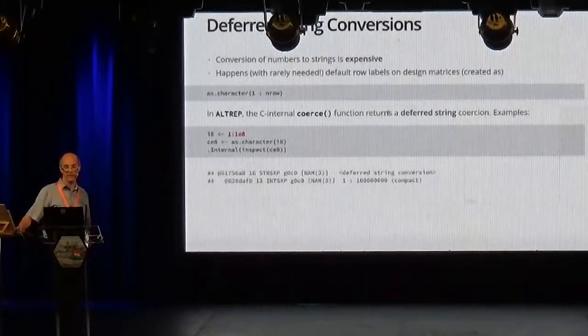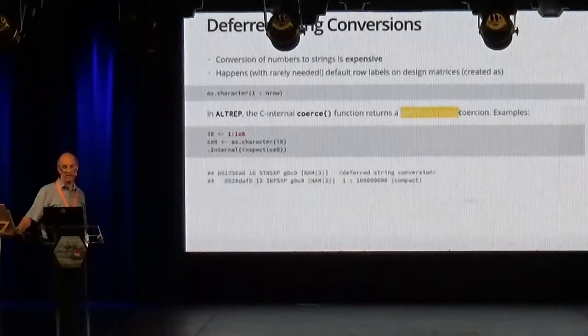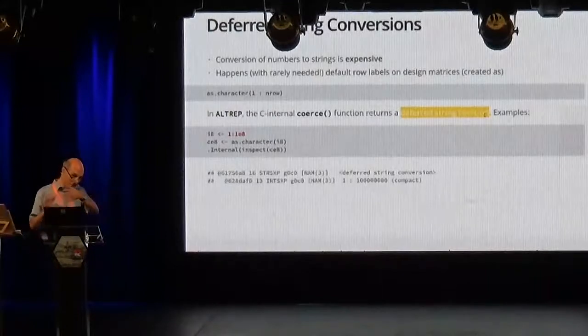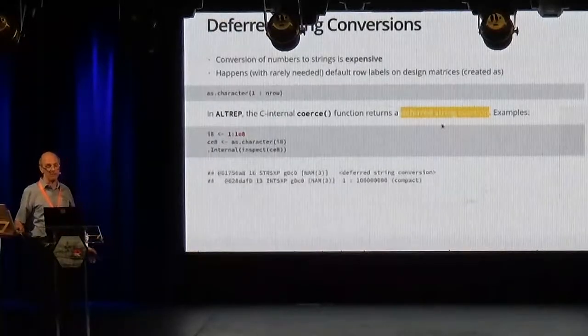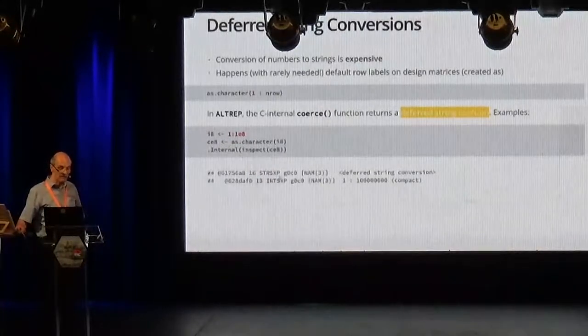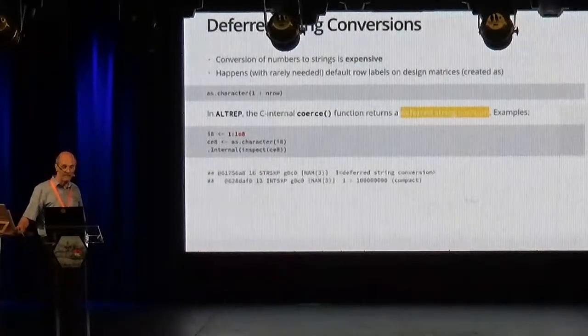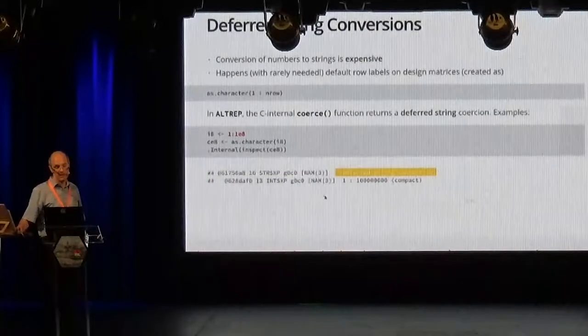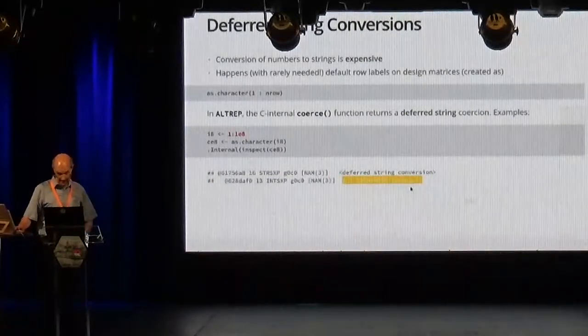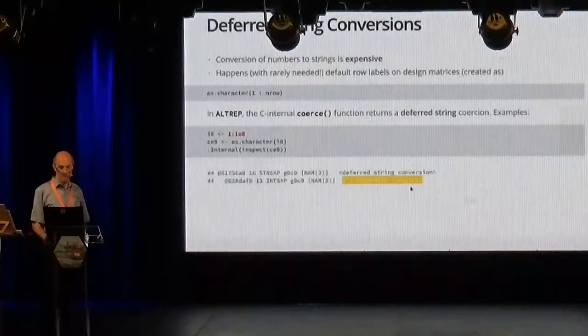yet. This is a deferred string coercion. That's the technical term. Coercion to string means make this into a string, and deferred means I don't make it now, but I will do it when needed. So if you inspect this character vector now, it says I'm a deferred string conversion, and actually I will convert when necessary from this compact integer that we've already seen.